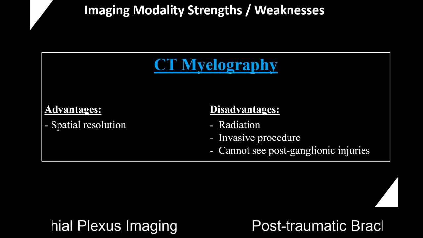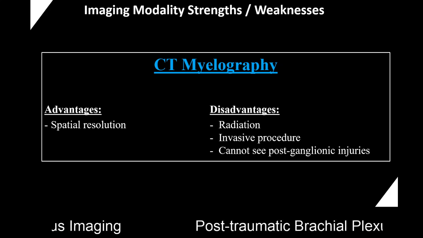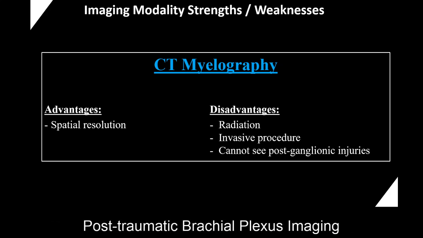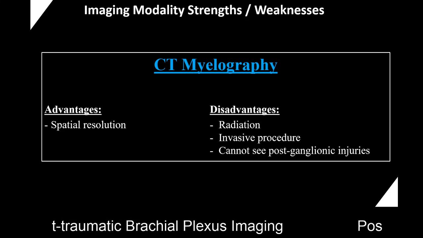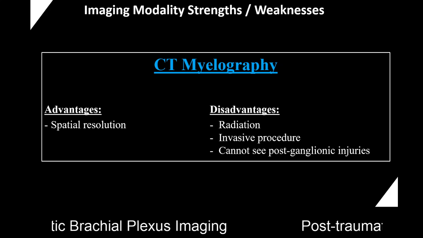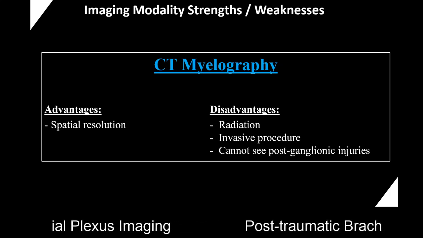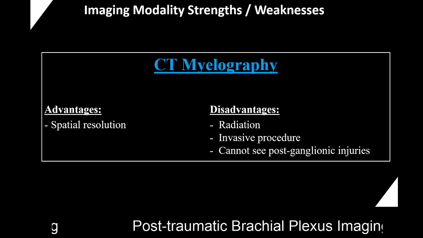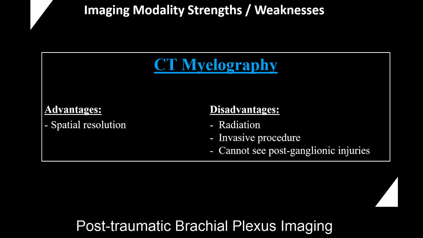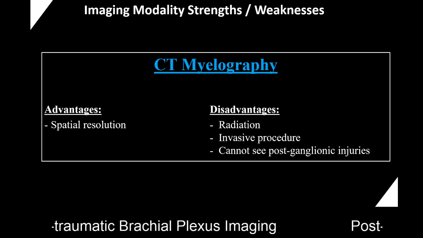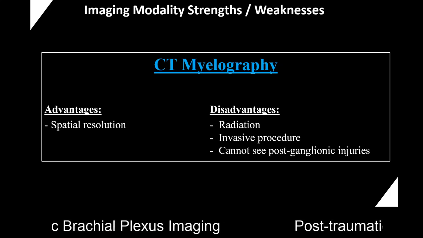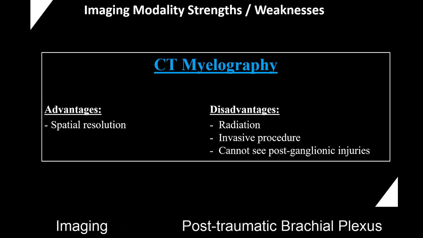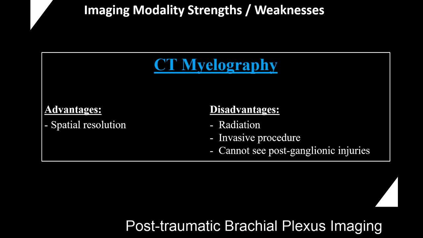So to start, we'll begin with CT myography. This is where intrathecal iodinated contrast is injected and a CT scan of the spine is performed. The advantage of this technique is that there's excellent spatial resolution, so we can really resolve those small dorsal and ventral nerve rootlets exiting the spinal cord. The disadvantages include the need for exposure to ionizing radiation, the invasive procedure required before the CT scan is performed, namely injection of iodinated contrast into the thecal sac. If the patient has an allergy to iodinated contrast, this may also be a limitation. And finally, CT technique unfortunately does not have the soft tissue contrast necessary to accurately assess and characterize postganglionic injuries.